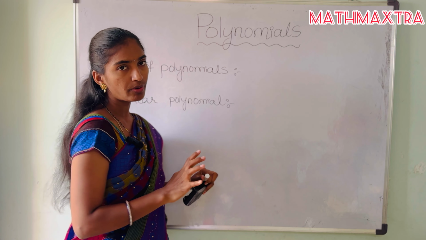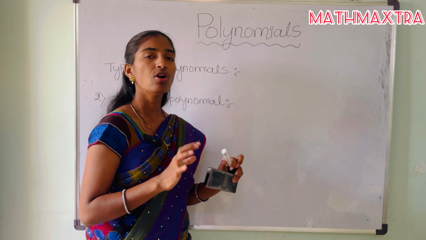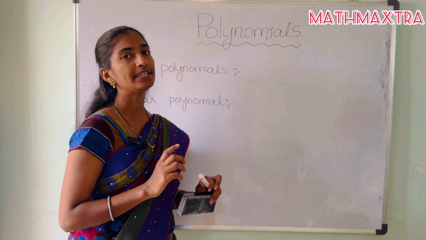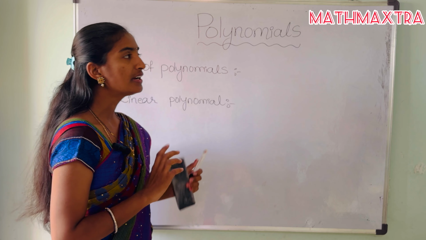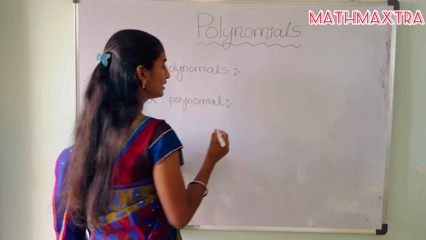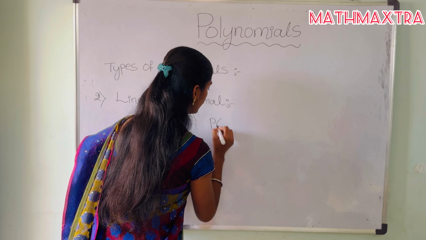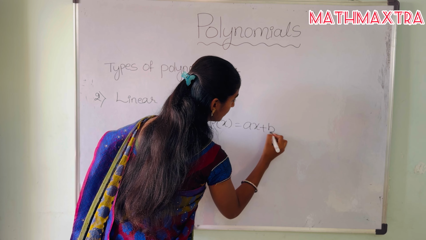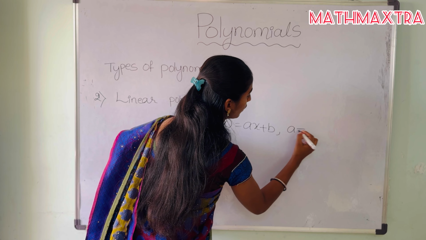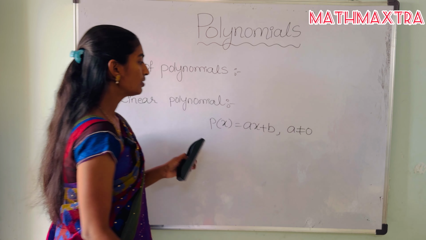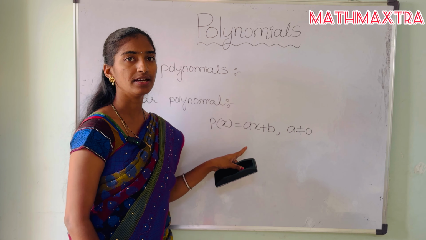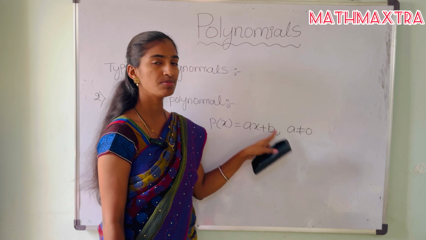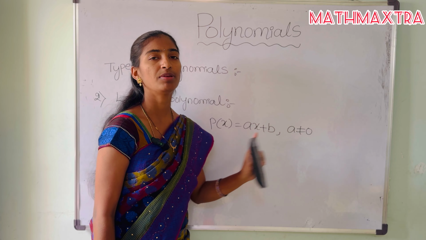What is a linear polynomial? A polynomial of degree equal to 1 is called a linear polynomial. The general form of a linear polynomial is p of x equal to ax plus b, where a should not be equal to 0. So this is the general form of a linear polynomial.